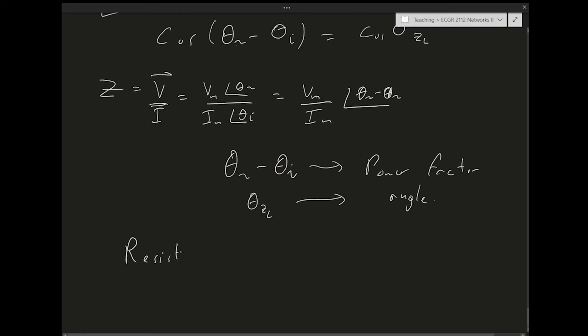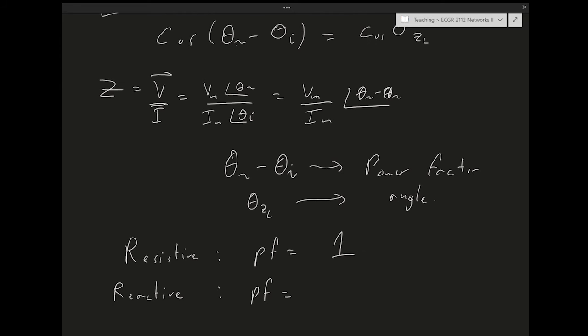So for a resistive load, what's the power factor? Well, theta V minus theta I is 0 for a resistive load. So it's cosine 0, so the power factor is 1. For a purely reactive load, just an inductor or a capacitor, or a bunch of inductors and capacitors, the power factor is cosine of theta V minus theta I. For a reactive load, the current is always leading or lagging the voltage by 90 degrees. So this is going to be cosine of plus or minus 90 degrees, right?